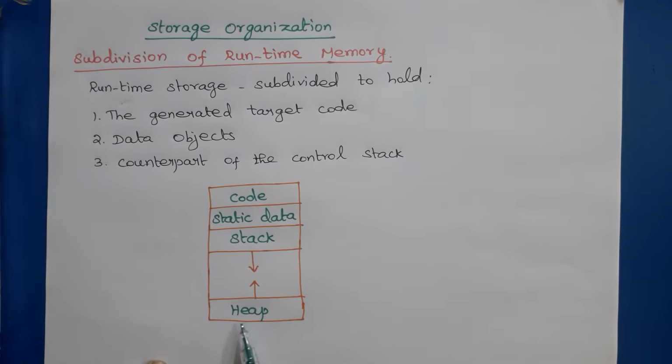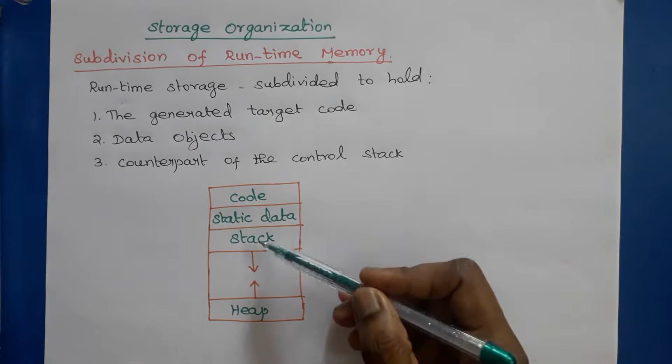Okay, then the final one is heap. Some part of the runtime memory is called heap. All the other information will be stored in the heap memory, and the sizes of the stack and heap can be changed during the execution. Therefore they are placed at the opposite ends of the memory and they can grow towards each other.